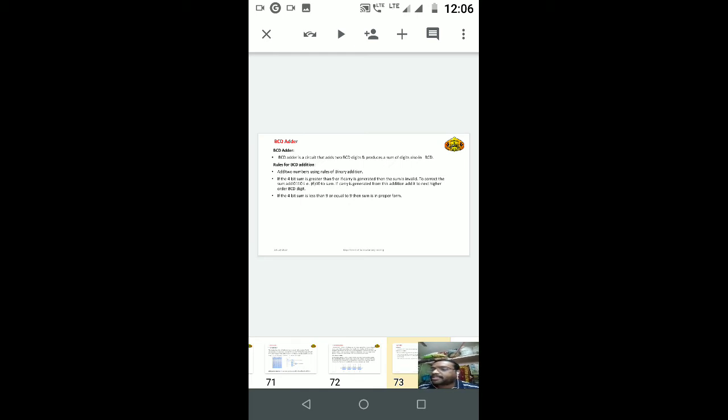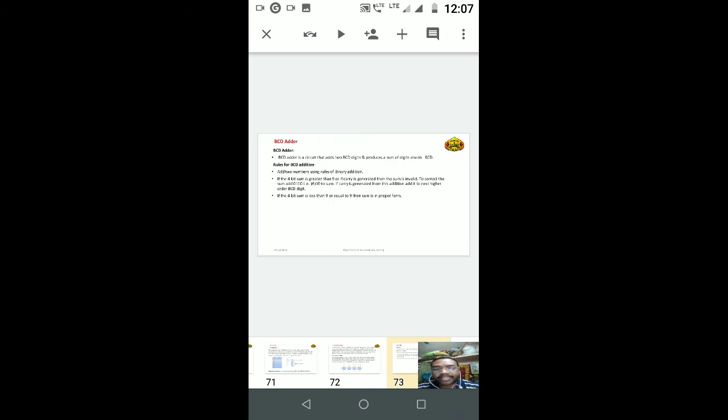Means in this case there is no need to add 6 into that particular result. Means if your sum, your result, is less than or equal to 9, then whatever result is there is in the proper form, proper BCD form. So, in this case there is no need to add 6 into that particular result. Okay, so I think you got this point, what the BCD adder is.